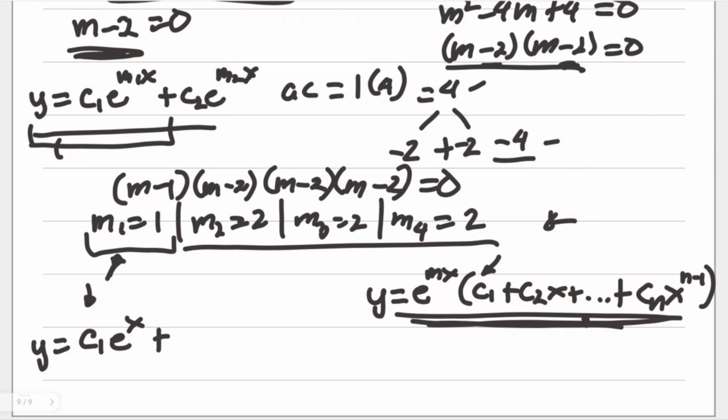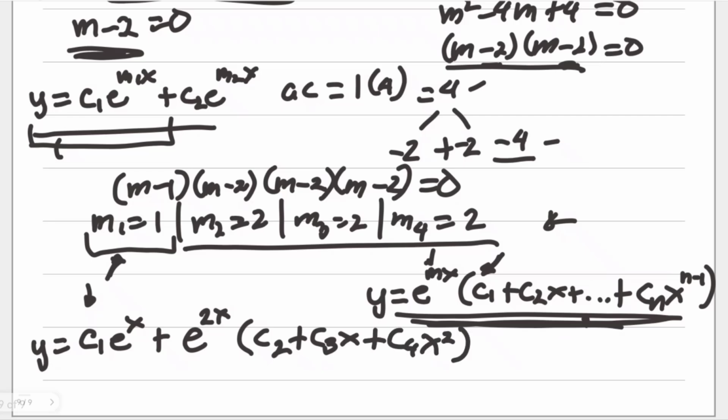So we'll have here e to the power of 2x, your second root, this is the m here, times c sub 2, again, not c sub 1, because we already used c sub 1 here. c sub 2 plus c sub 3 x plus c sub 4 x squared, because that's the next term here. This is now our solution.